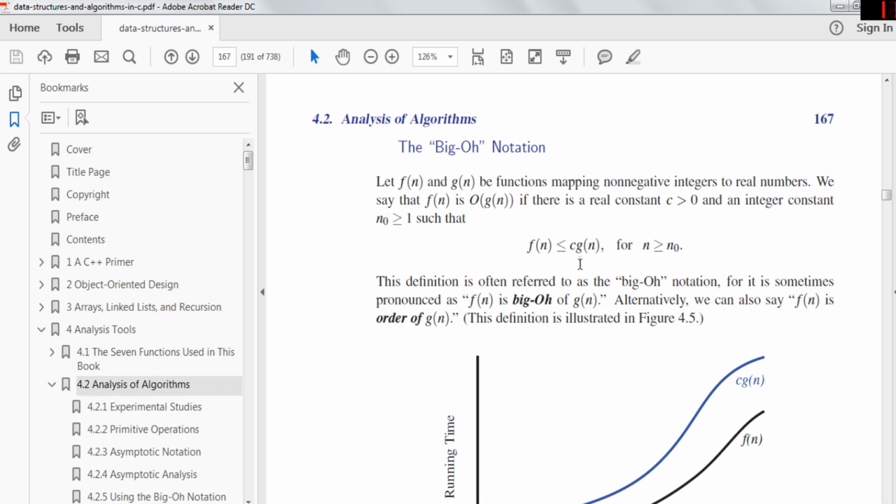For a constant, think about it. If you have two functions, like f(x) equals x and f(x) equals 2x, right?